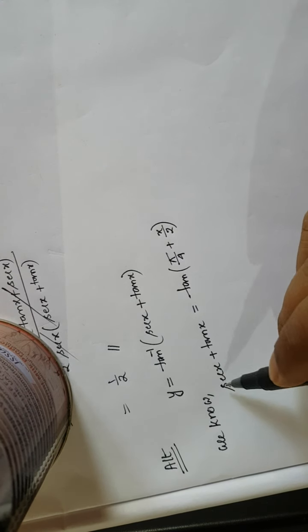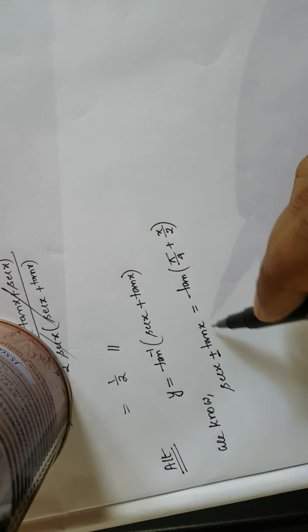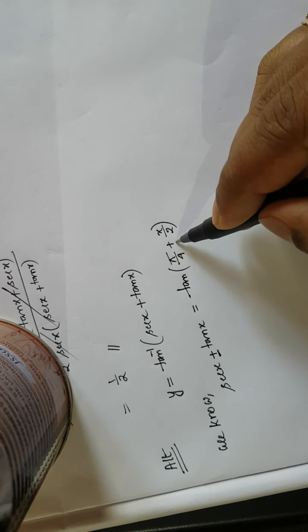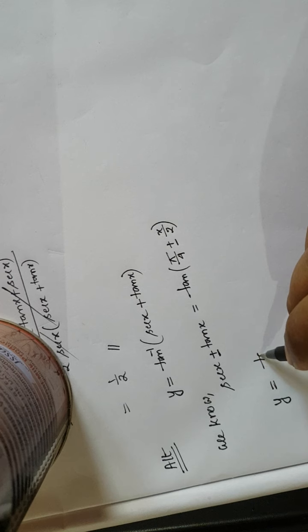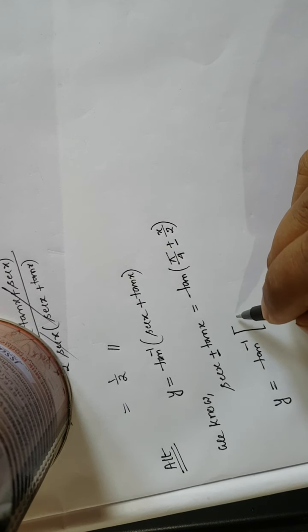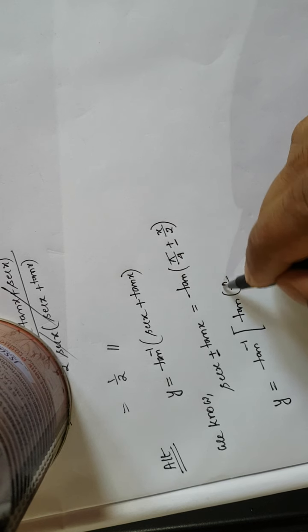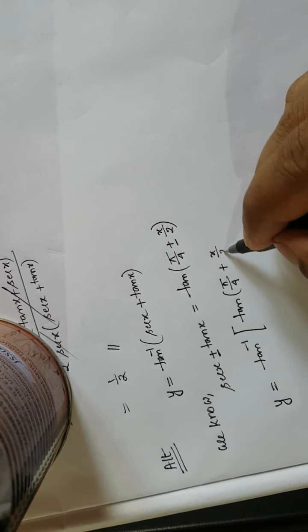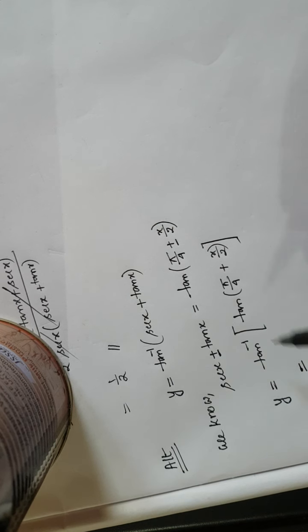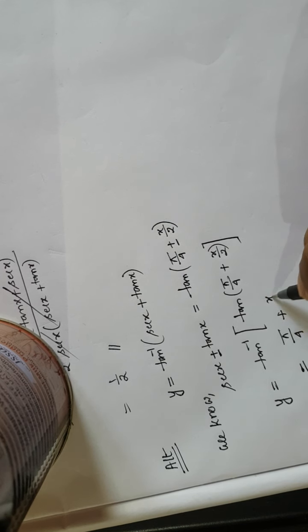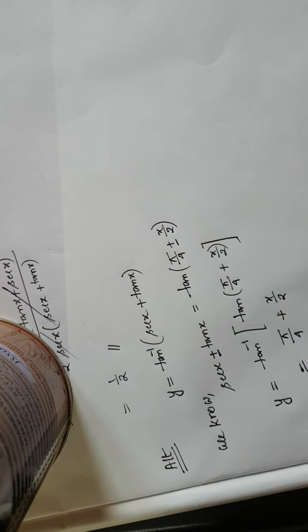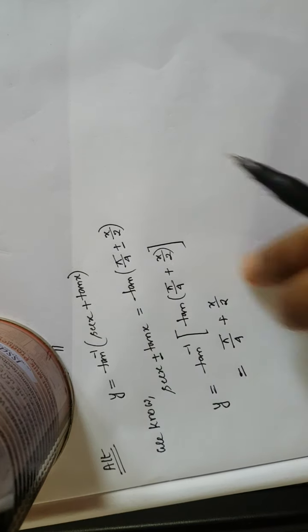Actually the basic formula is sec theta plus or minus tan theta is equal to tan of (pi by 4 plus or minus theta by 2). This question was there in the class book of mathematics. If we apply this result, your y will be tan inverse of tan of (pi by 4 plus x by 2). Tan and tan inverse get cancelled. This is pi by 4 plus x by 2.